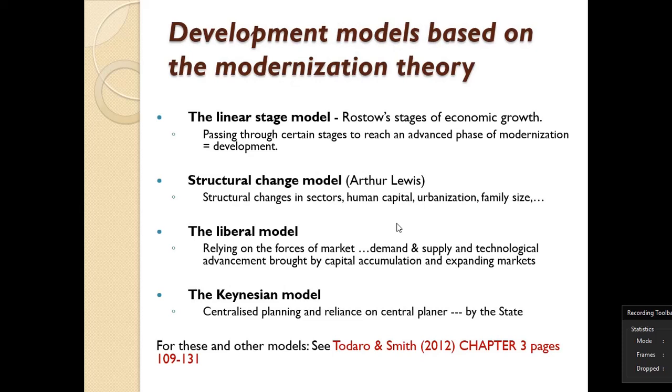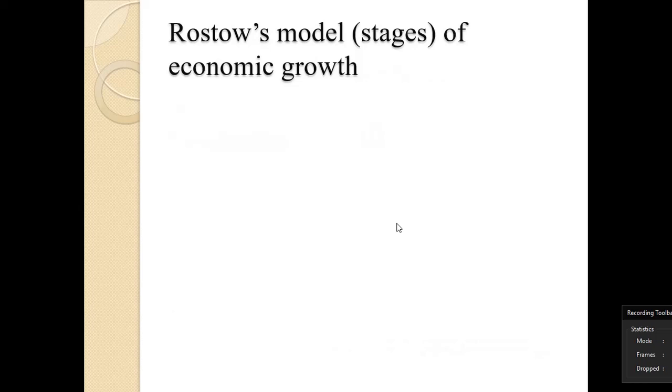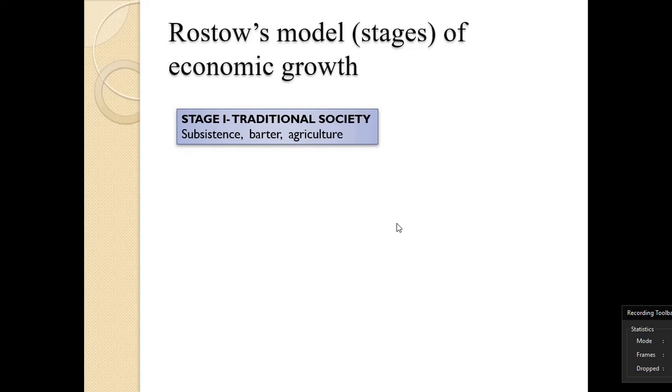But let's look at the linear stage model, or Rostow's stages of economic growth, which mainly champions the modernization theory. And so Rostow's stages of economic growth are 5 of them. And stage 1, Rostow says that developing countries, or most of the underdeveloped countries, have characteristics of traditional societies that mainly rely on subsistence agriculture, therefore cultivating to make ends meet for a household to live for a day, and also rely on barter trade, where someone has, for instance, a cow, and they can exchange with another person for land or something like that, instead of using monetary value.